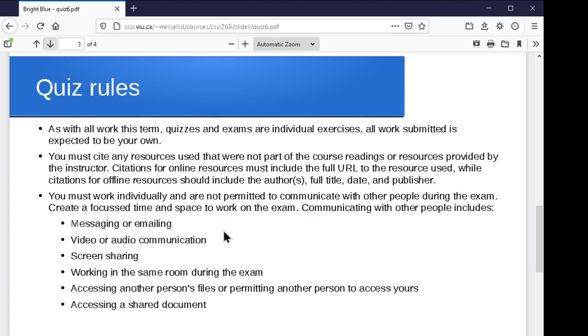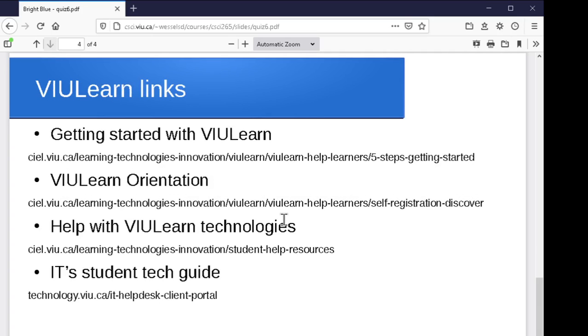So, usual idea, no communication with other people. It's fine to look things up, no communication though. And then the usual collection of text links if you're having trouble with either VIULearn or some of the technology to get connected in general. But since this is the last quiz of the term, I'm assuming most folks have pretty much got that nailed down by now. Let's see, so that is the plan for the final quiz.